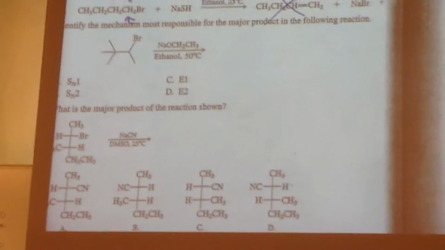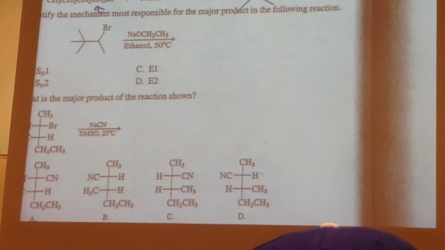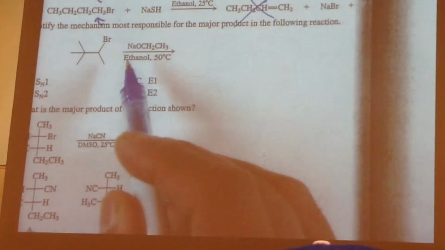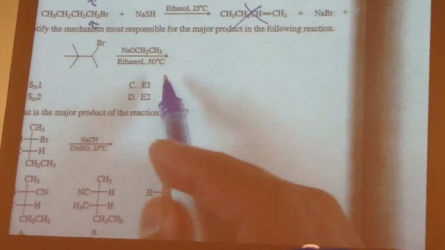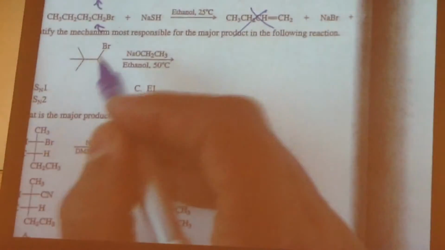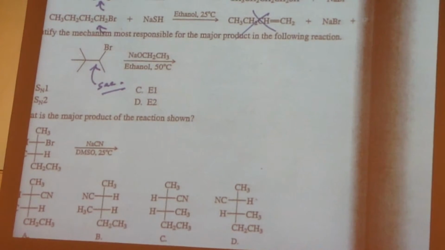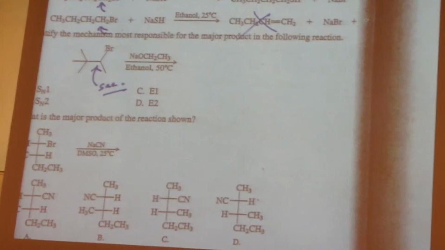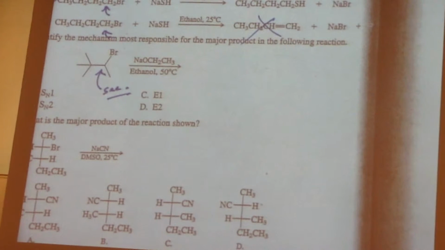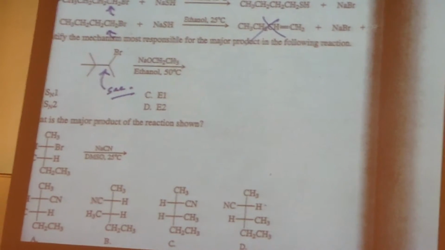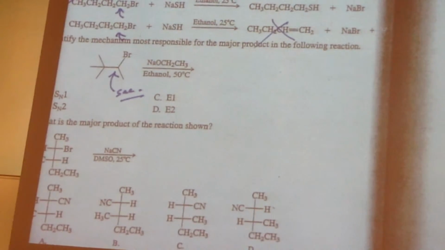Identify the mechanism most responsible for the major product of the following reaction. Okay. And again, you need to recognize what kind of reaction this would undergo. You're using a strong base, sodium ethoxide, in ethanol, and heat. And so this is a secondary carbon. And secondary carbon with an alkoxide, what reaction is most favorable? E1, E2, SN1, SN2? Elimination or substitution? So elimination would be preferred in this case, right?